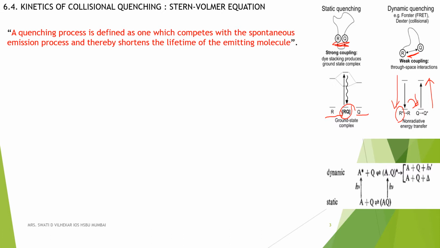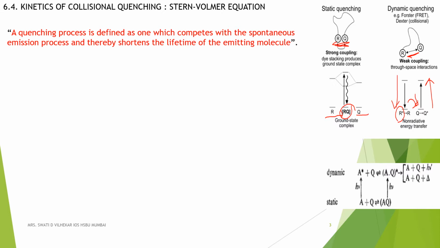It means a molecule which is in the excited state has its spontaneous emission, and when it is coming to the ground state in the presence of some quencher, there will be some decrease in that fluorescent intensity. So a quenching process is defined as one which competes with the spontaneous emission process and thereby shortens the lifetime of the emitting molecule because of the presence of the quencher.